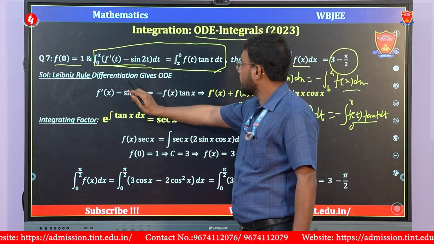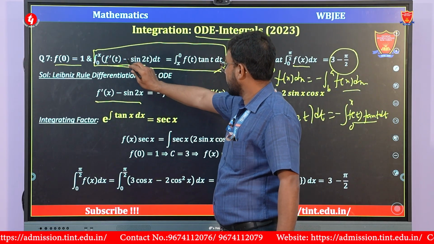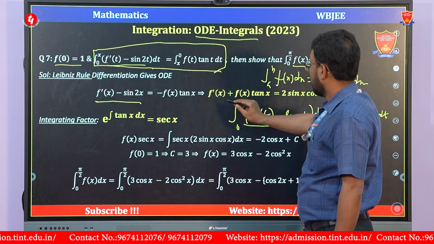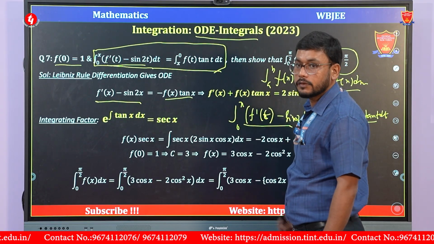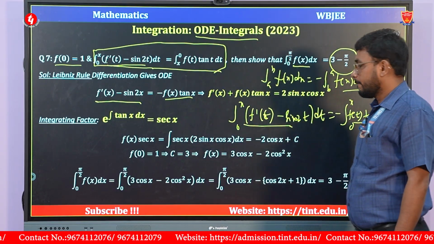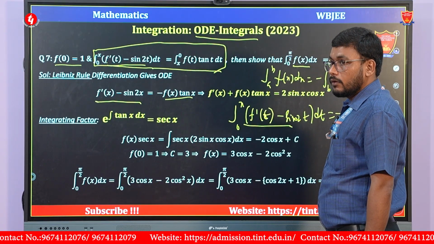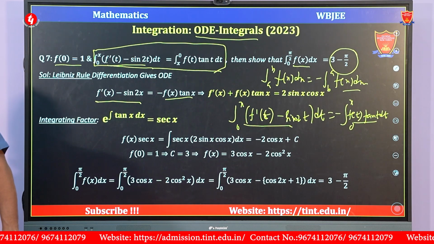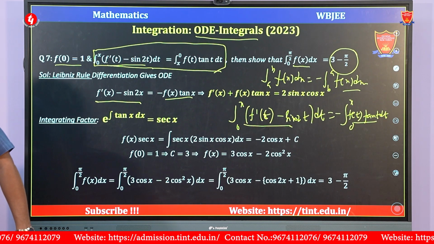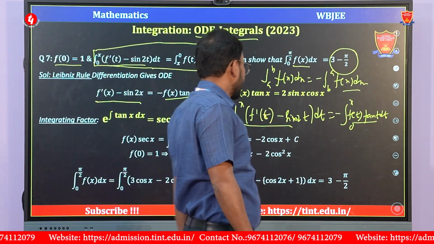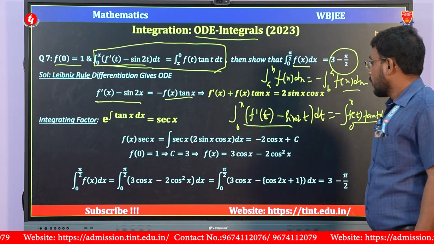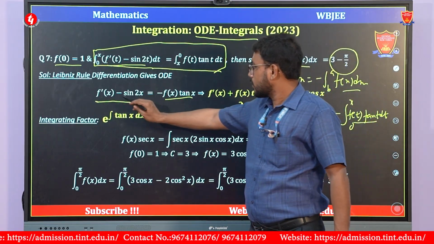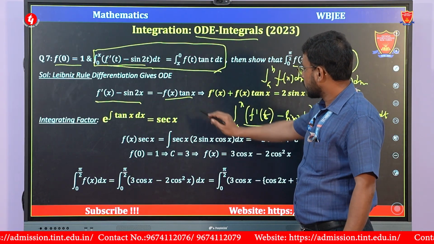That is why I write f dash x, with t replaced by x: f dash x sin 2x, this is minus f of x tan x. Just compare these two, you get f dash x minus sin 2x, this one.